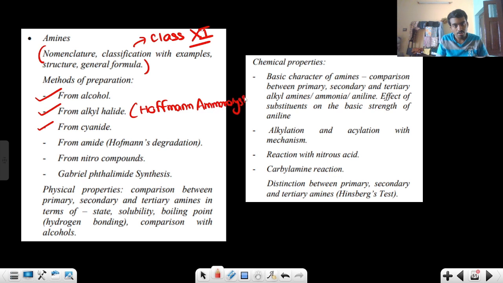Hoffman ammonolysis. Cyanide done, Hoffman degradation done, nitro compounds done, Gabriel phthalimide done. Right? Extra we also have told you, which is in JEE. Next, physical properties we have covered. Comparison between primary, secondary, tertiary amines done.